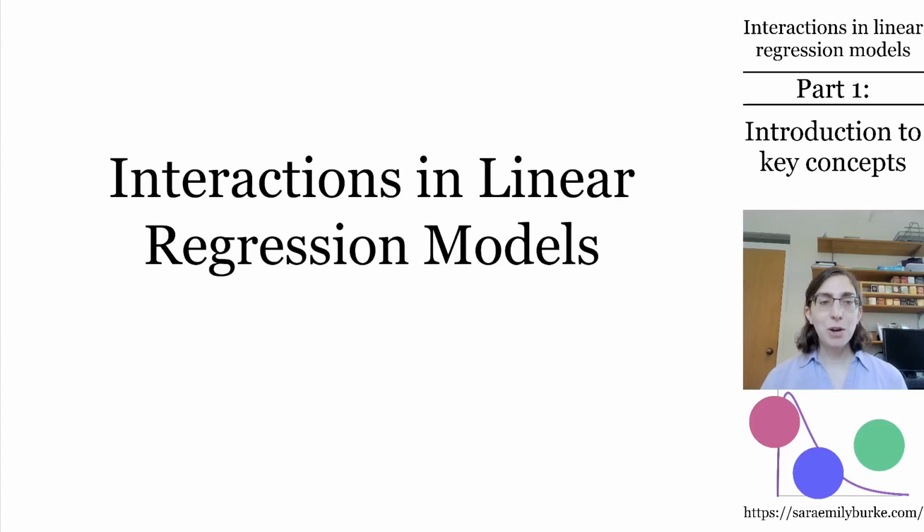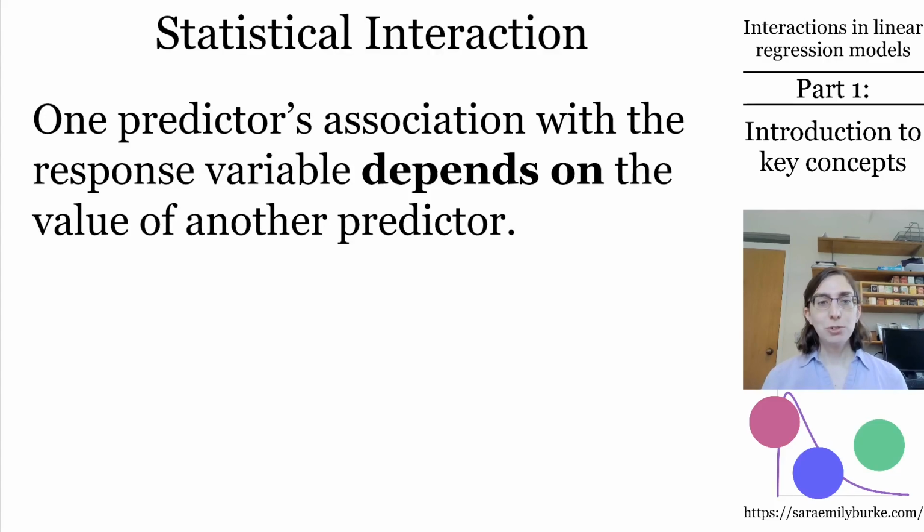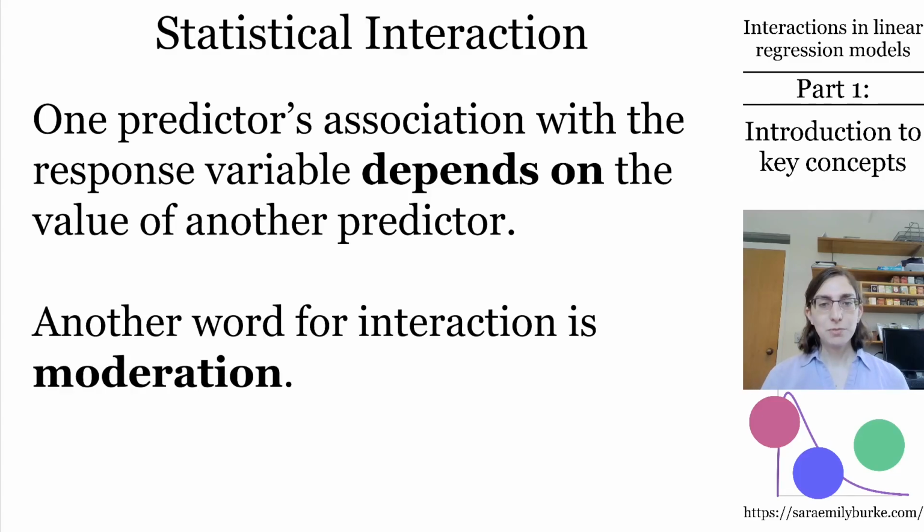Today I'm going to talk about how to handle interactions in linear regression models. And first, I want to cover a little bit about what a statistical interaction is conceptually. We say that there's an interaction when one predictor's association with the response variable depends on the value of another predictor. Another word for interaction is moderation. These two terms refer to the same concept.